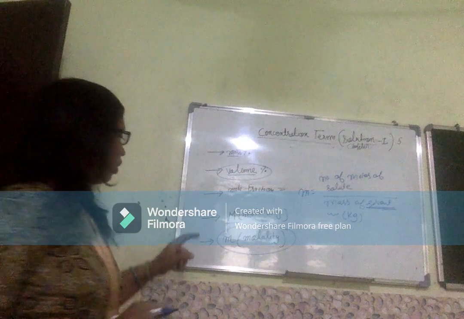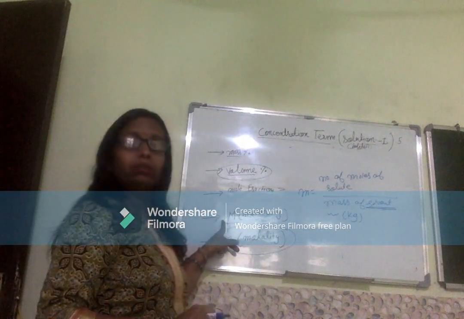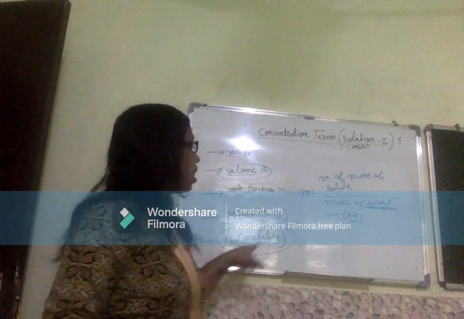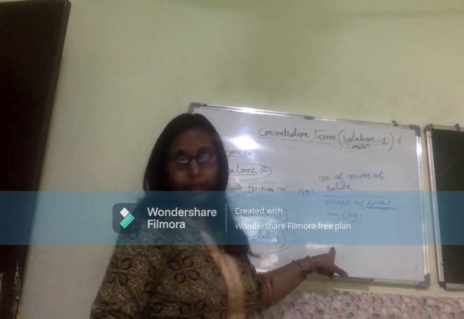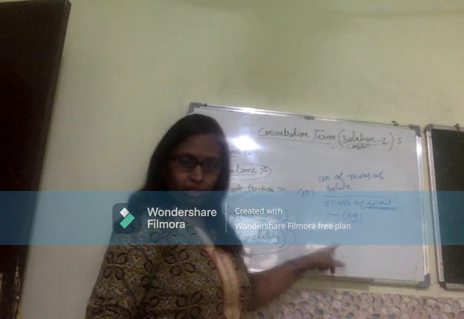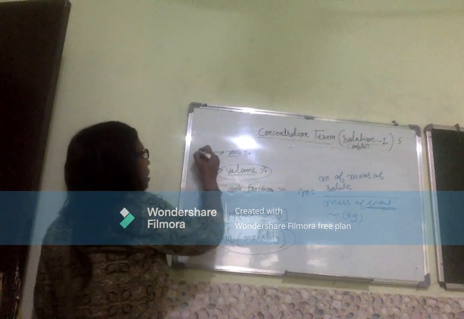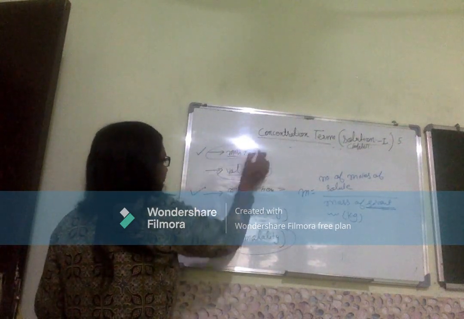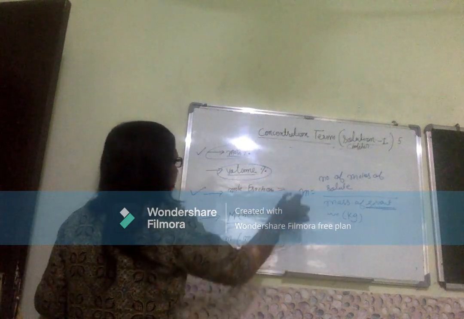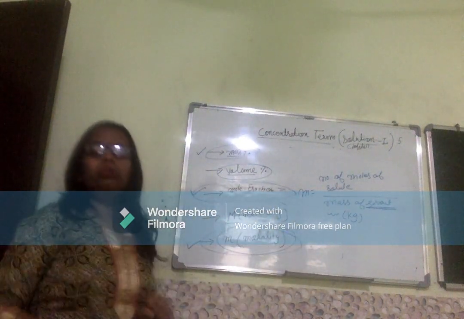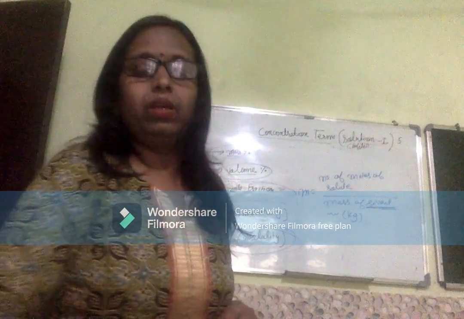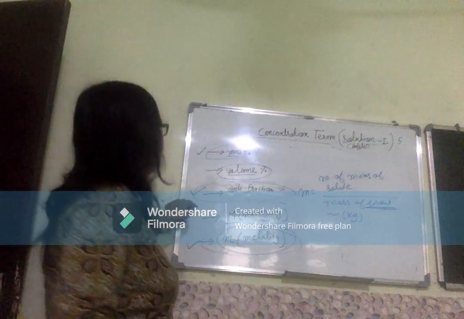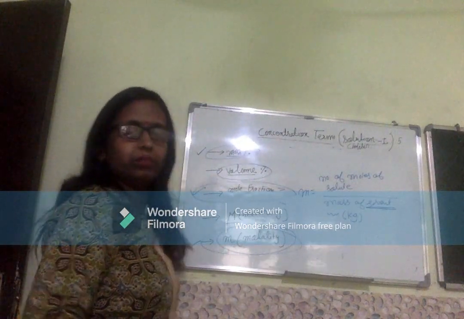Is it clear? Capital M, molarity, has the volume of solution in liter, whereas small m has the mass of solvent in kg in the denominator. Is it clear? Mass percentage, mole fraction and small m are temperature independent concentration terms, because no volume is present in their formulas. They are temperature independent quantities.